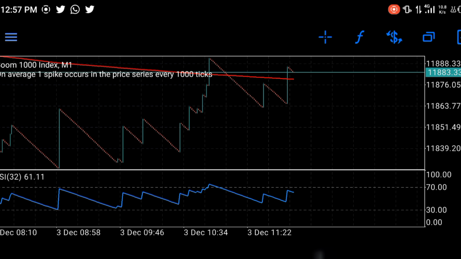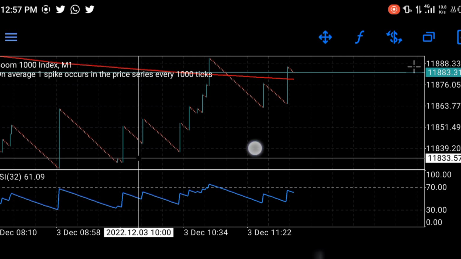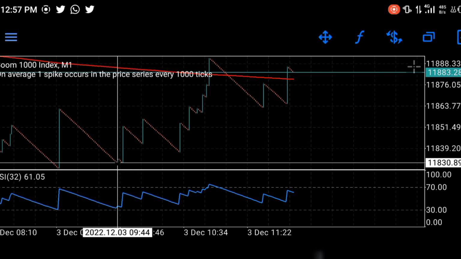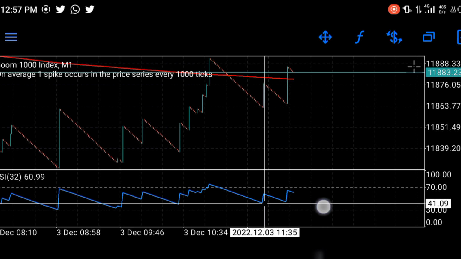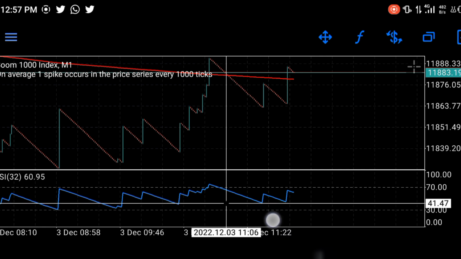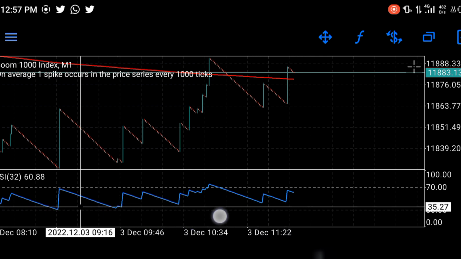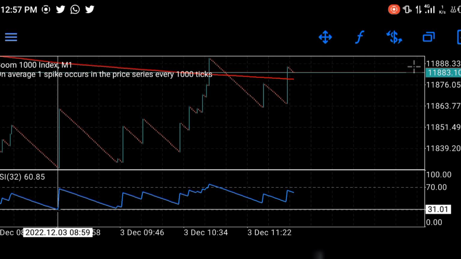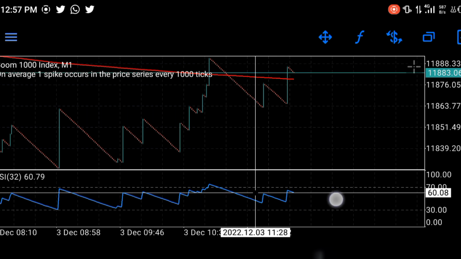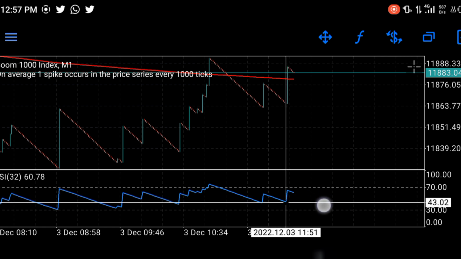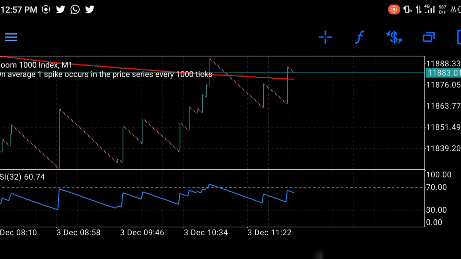You need the setup. One of the setups is what I told you: price making higher lows, one, and second, you want to see some reaction here from the low. You see the RSI is showing you there. We have a low, higher low, higher low, higher low, and you can see. So once you have a setup like this, that is the only way you are thinking of buying the Boom 1000.